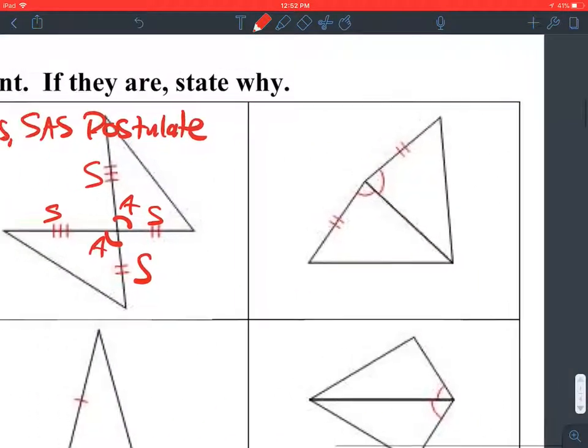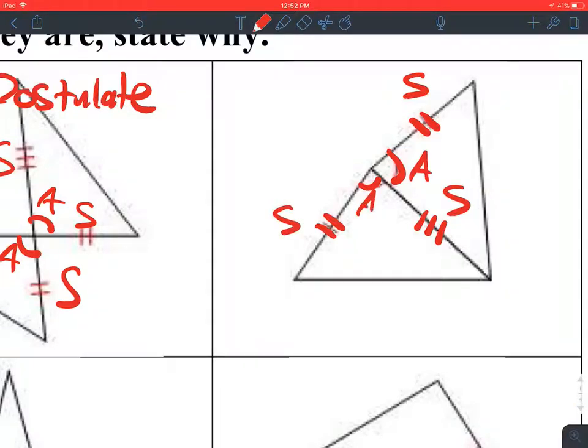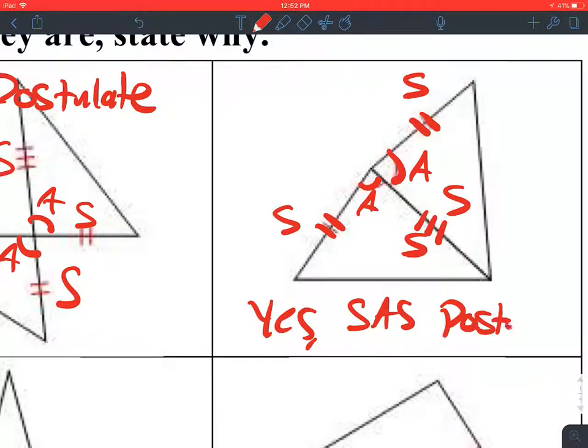Boom. Next one. Our pictures, once again, in each triangle only has two things marked. This side is congruent to this side. This angle is congruent to this angle. Well, this side here is in both of the triangles. So once again, we have a side, angle, side. Side, angle, side. So yes, these are congruent. We know because of the side, angle, side postulate.